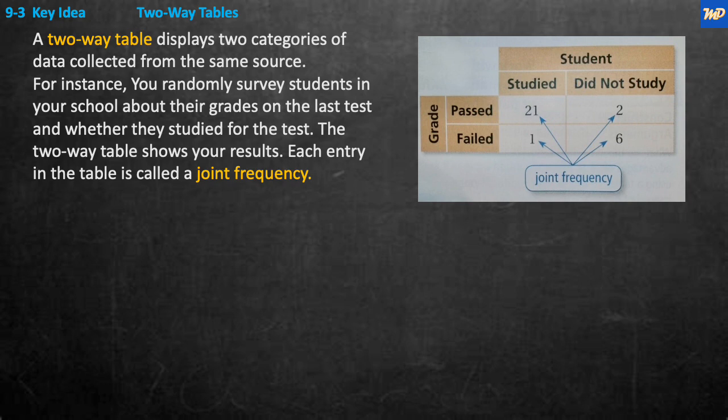So here was a column for the students, studied and did not study. On the other side, they want to know whether they passed or failed. Grades. Students, studied, not studied. Grades, passed, failed. And you fill in the columns here. So we'll find out that under the student column, studied and passed, there were 21 students. 21 students studied and passed.